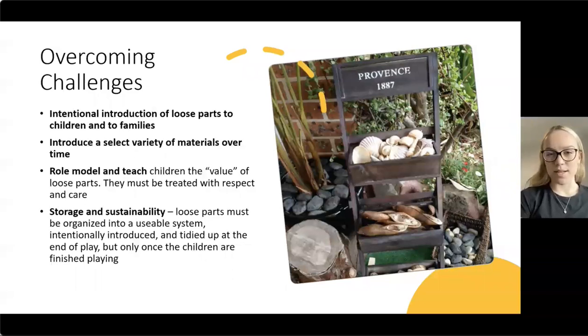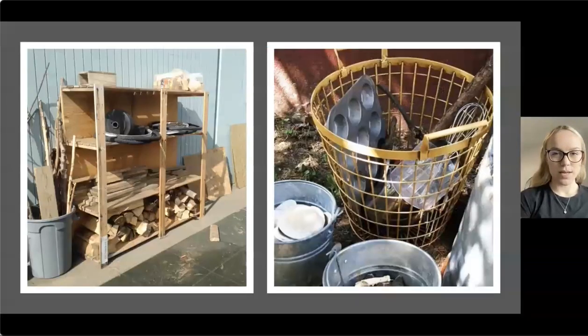And storage and sustainability. Loose parts must be organized into a usable system, intentionally introduced and tidied up at the end of play, but only once children are finished playing with them. So here are some examples of storage that you may choose to use at your program.